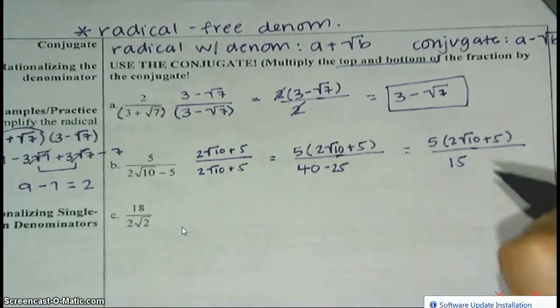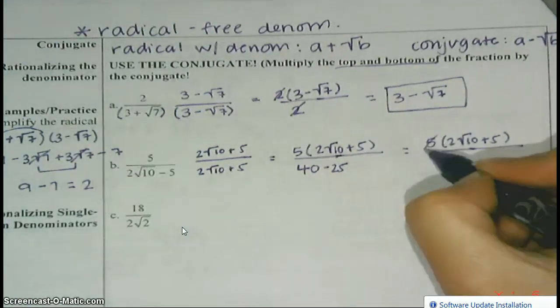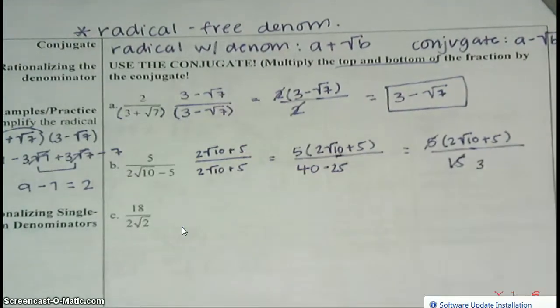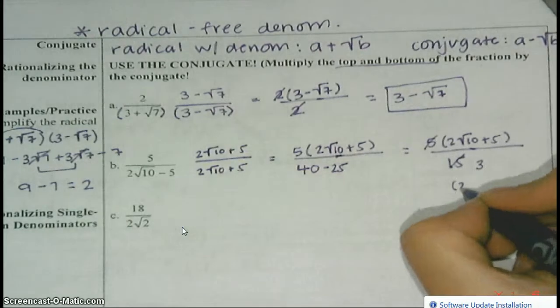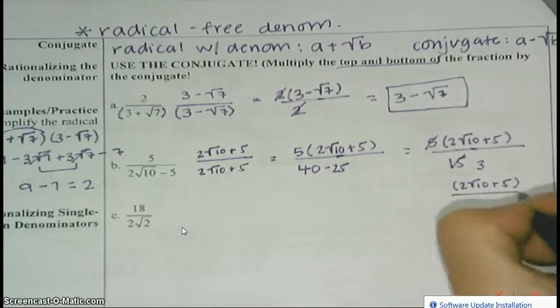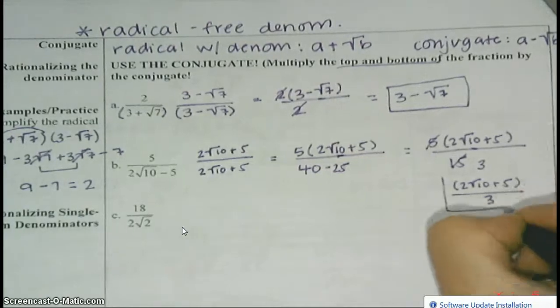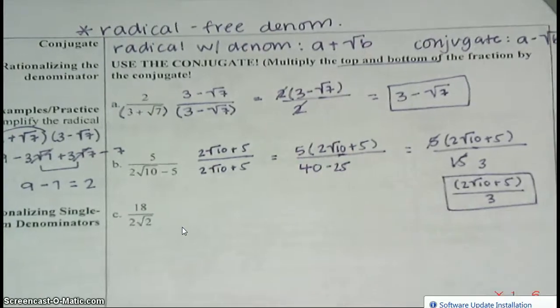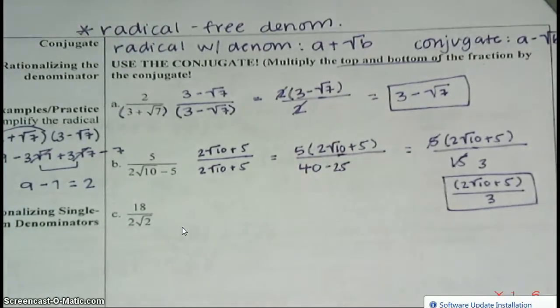And you can finally just start reducing the fraction. 5 goes into 15 3 different times. So to finalize your problem, you're going to have 2 square root 10 plus 5, and you actually don't need the parentheses, over 3. It doesn't hurt that they're there, but it doesn't really change it at all.